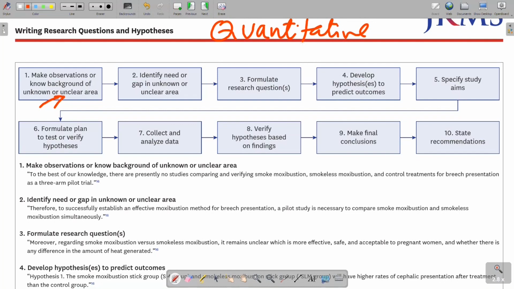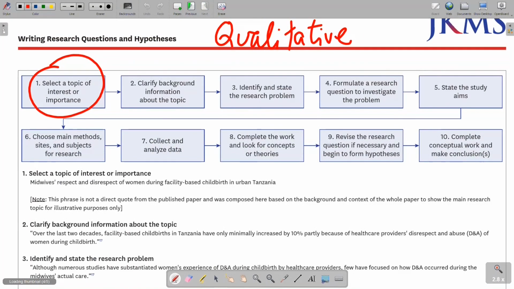Quantitative research, so it becomes very clear here. Make observations on the background of unknown and unclear research. This is qualitative research here. And the next one we get here is to select a topic of interest or importance in qualitative research.